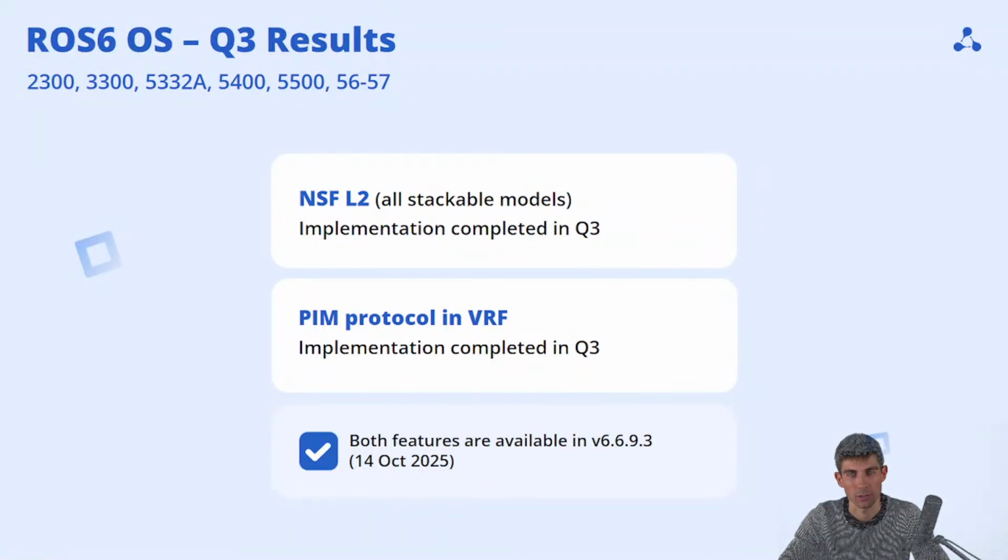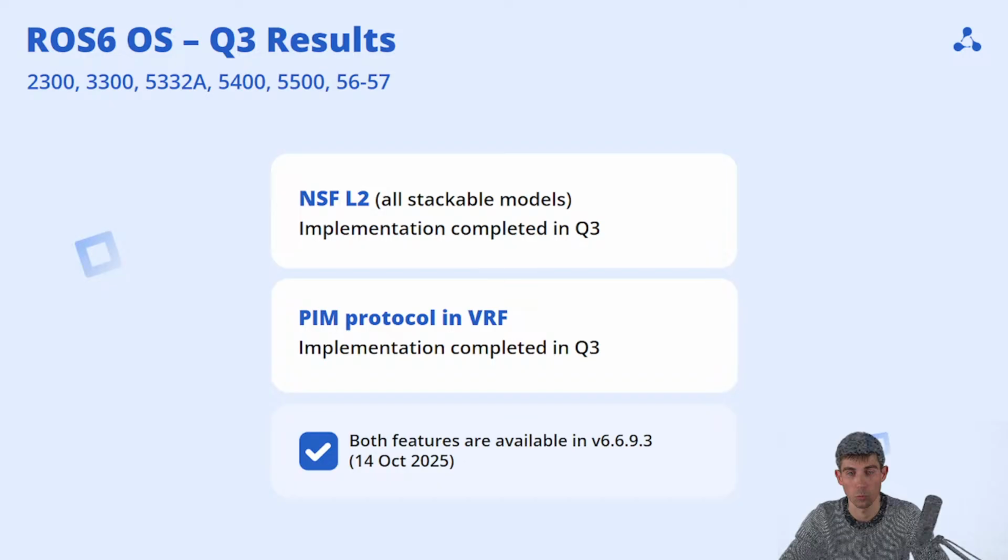In terms of ROS 6, there are a couple of pieces of functionality that we have implemented in version 6.6.9. It was released a couple of weeks ago, so you can already access it and get your devices updated. One piece of functionality took us quite a while to get done. It's quite big, and it applies to all stackable models.